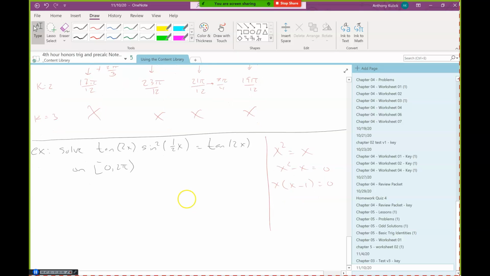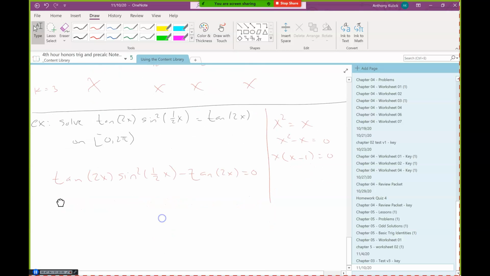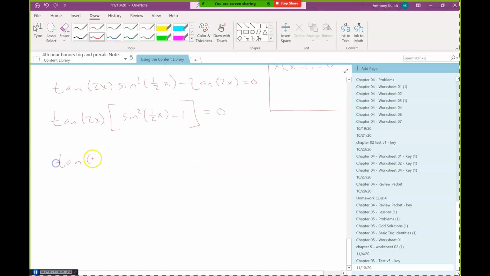Same idea here. So the first thing we would do is subtract tan 2x from both sides so that we can factor it out. Then we set each factor equal to 0 with the zero product property, and solve.